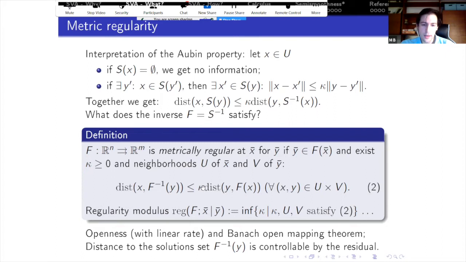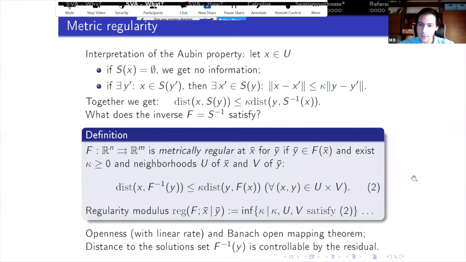You are proportional to the residual, which, if you have again some single valued function here, you just plug in what is f of x and how far you are from zero, let's say, right? So this is the residual. So it's also like an algorithmically very, very important property.